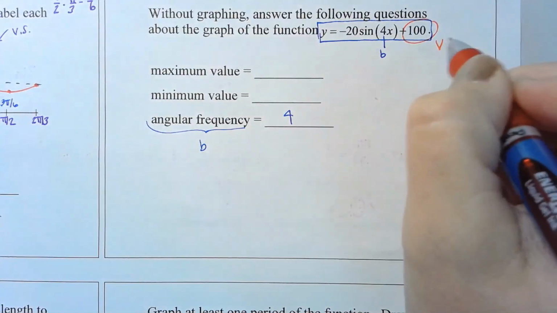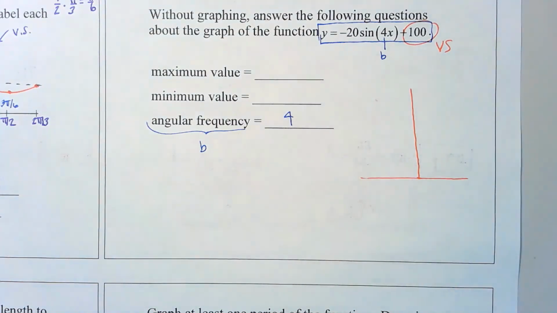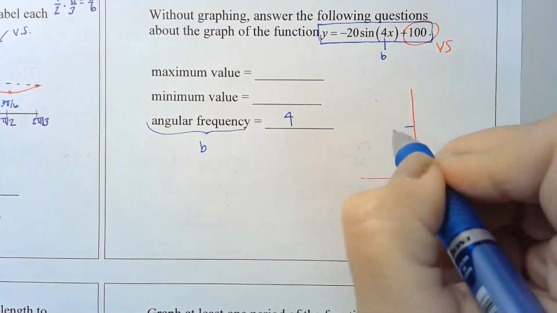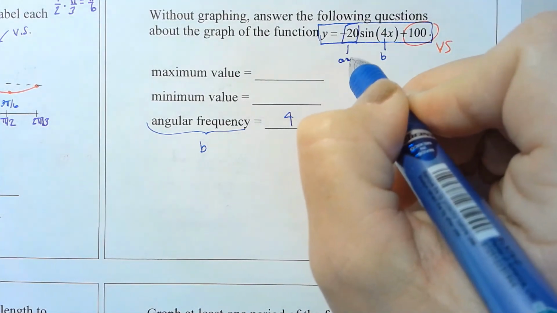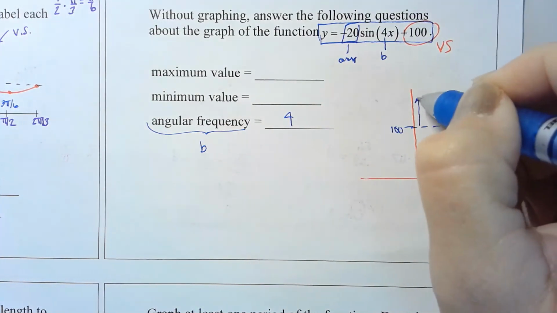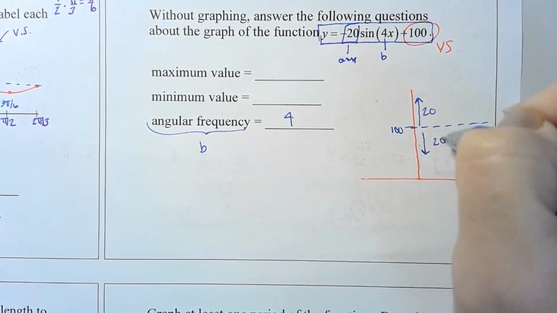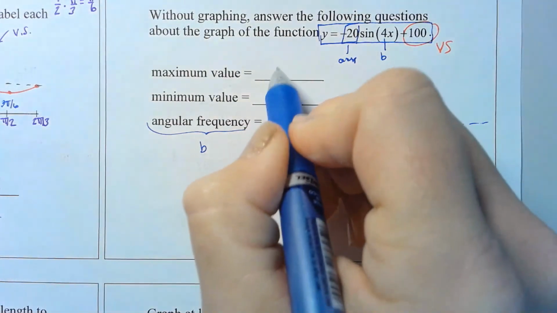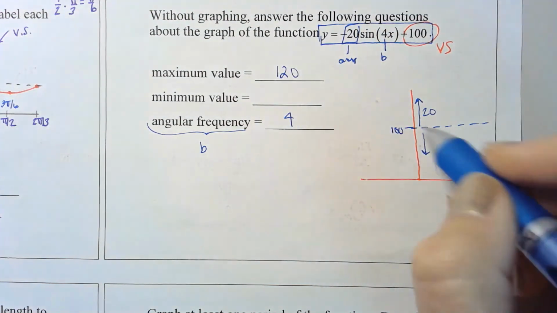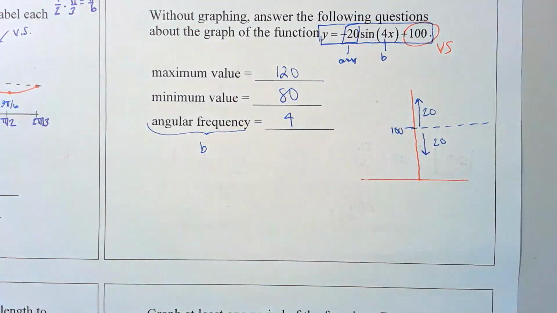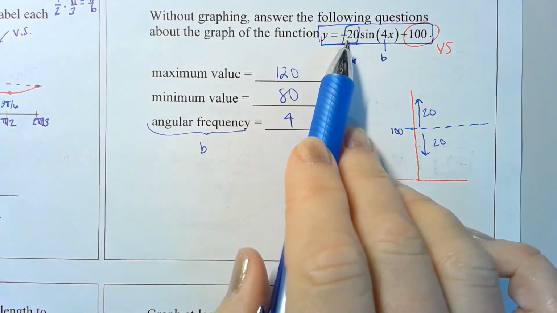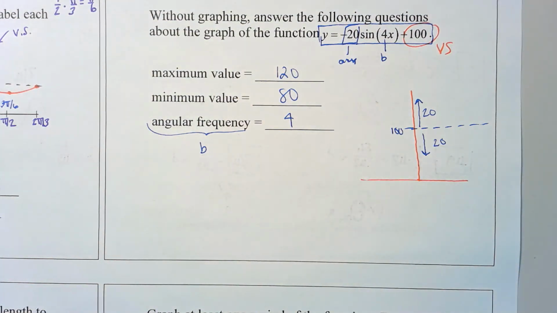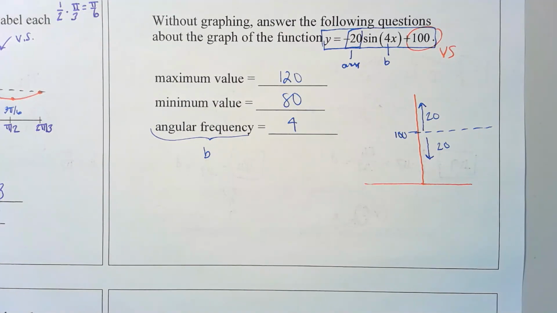So if my vertical shift is 100, that means, I'm not graphing, that means I'm going to go up 100, there's my midline. If my amplitude is 20, that means from the midline I'm going to go up 20 or down 20. So if I go up 20, the highest I'll ever get is 120. And if I go down 20, the lowest I'll ever get is 80. So I didn't need to graph. I'm just reminding us that maxes and mins come from the vertical shift and the amplitude combined. So we're going to stop there for today, and we'll pick up with tangent tomorrow.